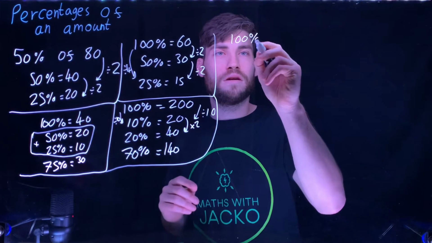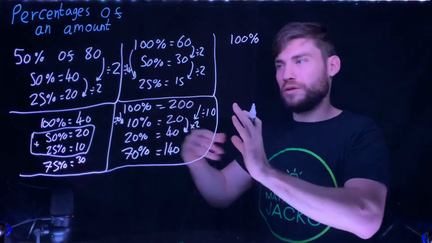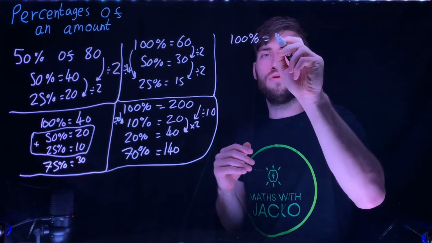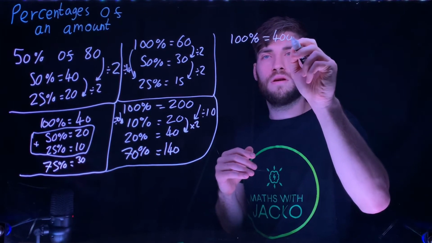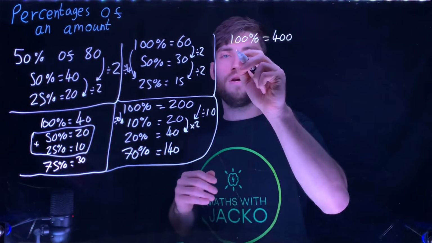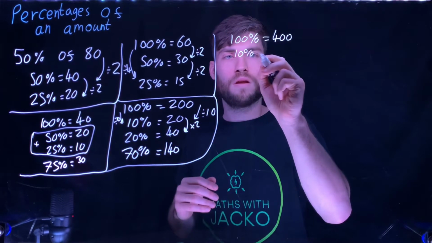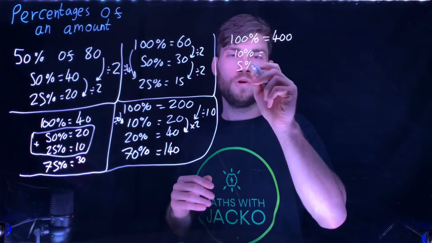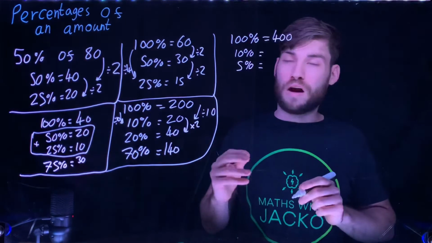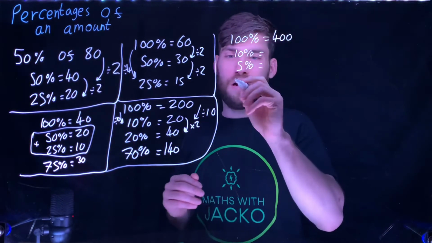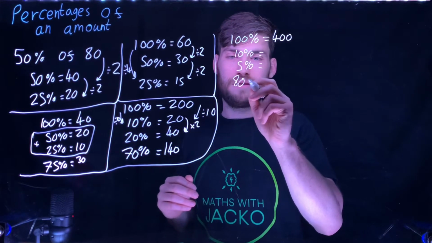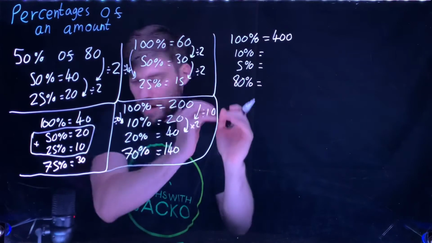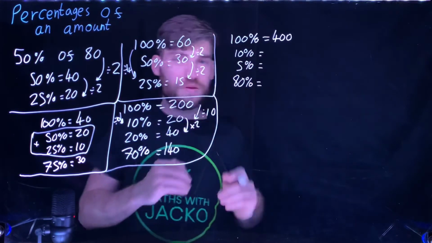100%. I'm boxing off just so you can keep it separately, okay? Just so it's not numbers everywhere and get really confusing. So 100% equals 400. Right, I want to know what is 10%. I want to know what is 5%. Ooh, I didn't tell you for that one, but let's see who gets it. 5%, and then what is 80%? Okay, so pause the video and get those. So 10%, 5%, 80%. Pause video.